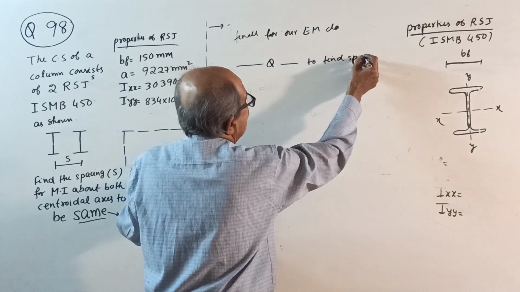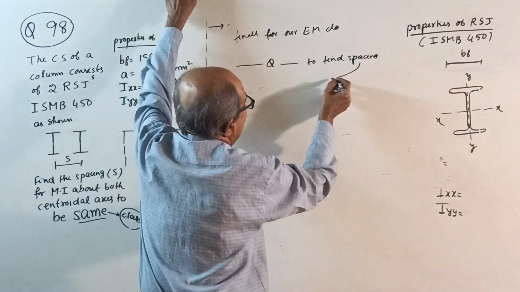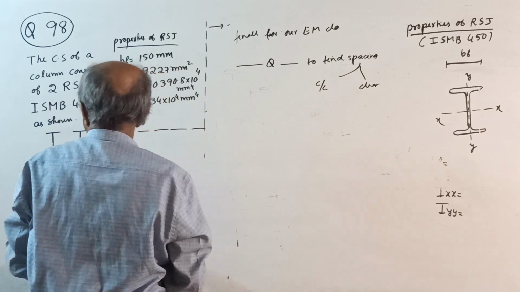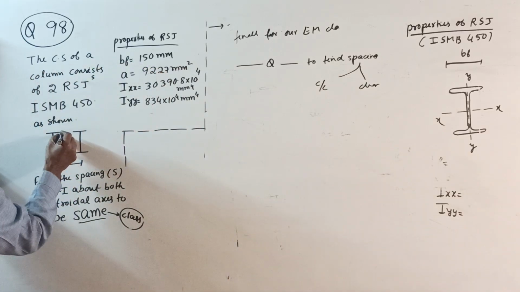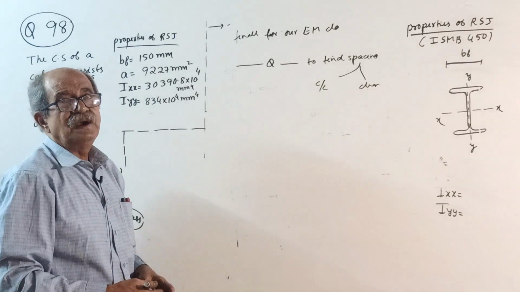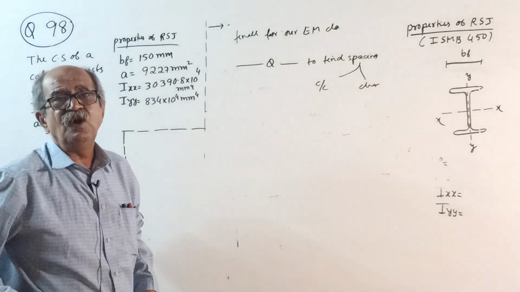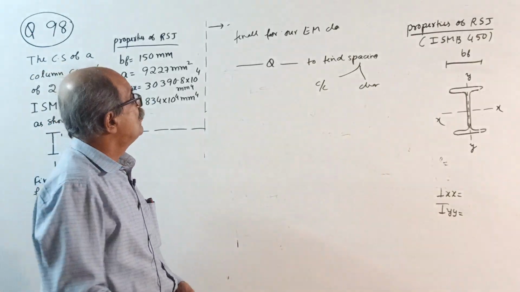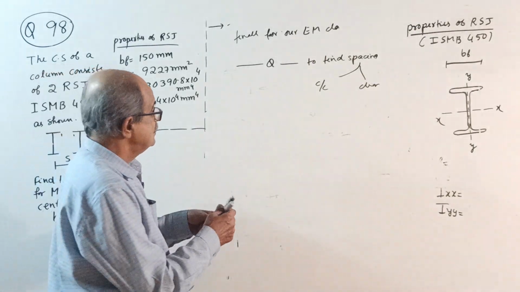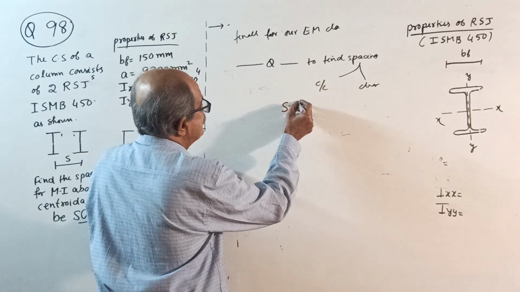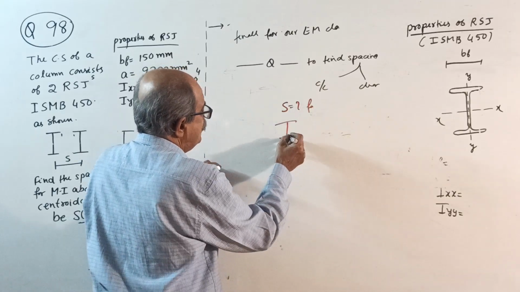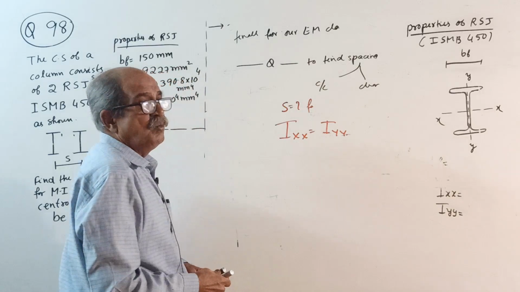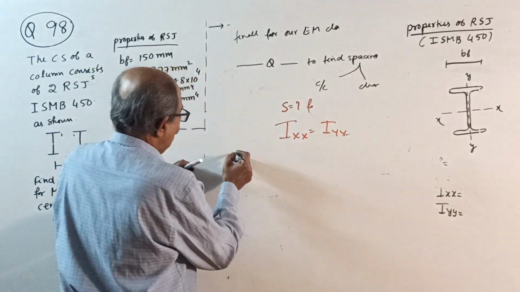The spacing can be either center to center or clear. In RSJ, this is center to center spacing. This is clear spacing. Both okay. But in a channel, there is no center to center because it is not symmetrical. In channel, it is clear spacing. So finally, to find spacing S for IXX equal to IYY, what is the procedure? Procedure is, find IXX.